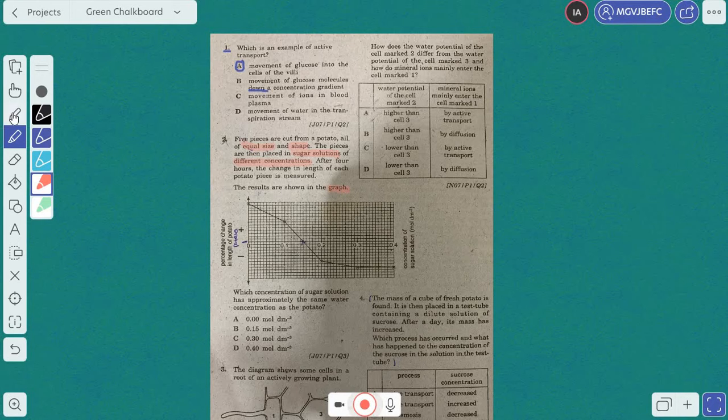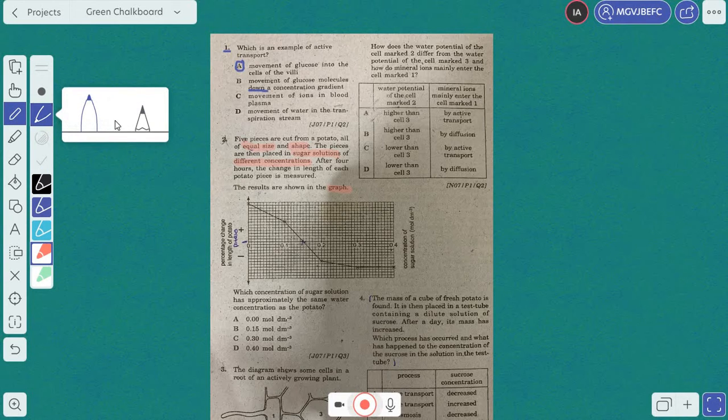Now if you look at the graph here, you need to observe very carefully that the percentage change in the length of the potato is shown by the y-axis, right? And then we have the x-axis, which is this line, just follow my cursor, which is showing the concentration of the sugar solution in moles per dm cube, right? And this is shown by the x-axis, okay?